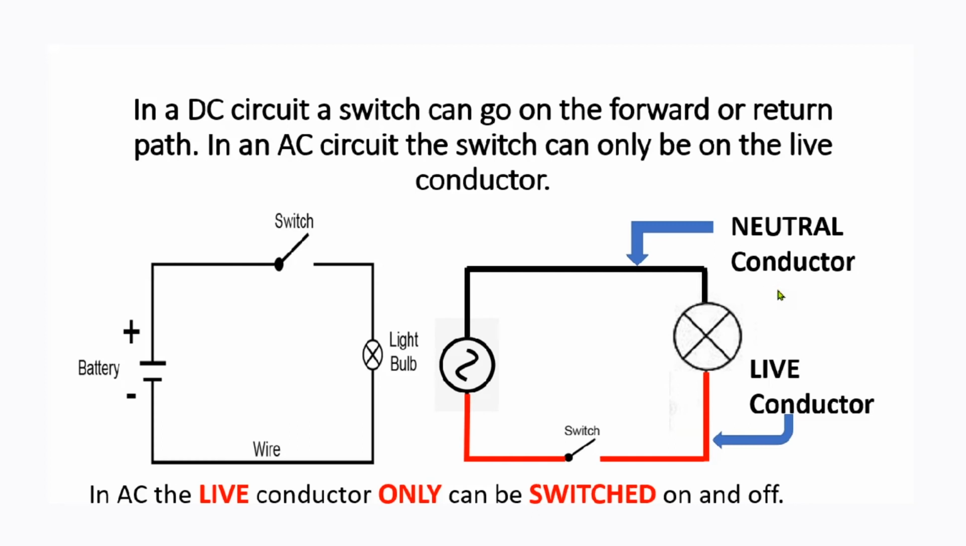Let's get some clarity on it, okay? So we said in a DC circuit, the switch can go on either side. The switch can go on that side or on this side. Doesn't matter. In this circuit here, which is an AC circuit, I have my neutral on that side and I have my live at the bottom. The switch can only go on the live conductor. The switch can only be connected to the live conductor.